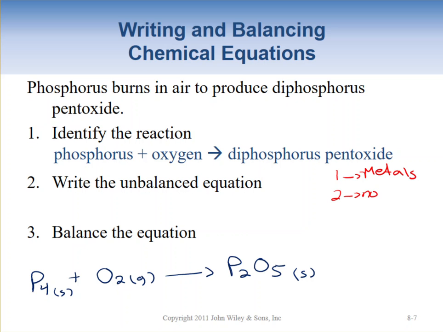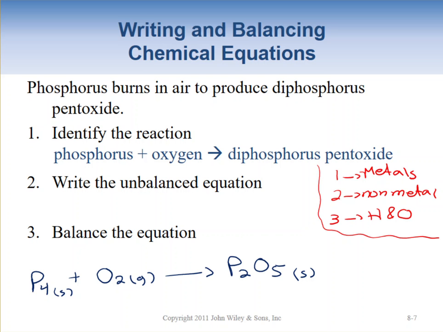Then focus on all the nonmetals you see in your chemical equations. And then at the end, you want to do hydrogen and oxygen. So if you follow this order, it will help you balance the chemical equations easier. So this is how you want to do it.